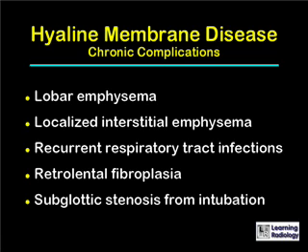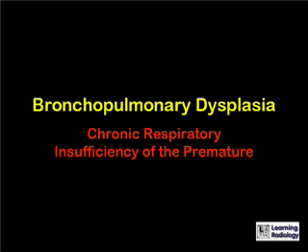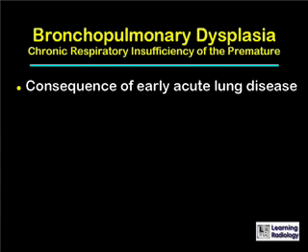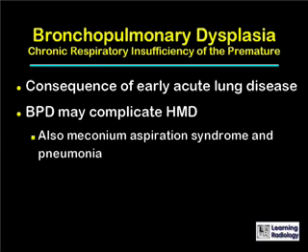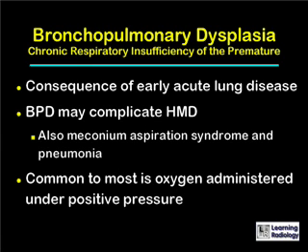stenosis from intubation. Bronchopulmonary dysplasia, chronic respiratory insufficiency of the premature. Bronchopulmonary dysplasia is a consequence of early acute lung disease. It can complicate hyaline membrane disease, but it can also be seen with meconium aspiration syndrome and neonatal pneumonia. Common to most of these is the administration of oxygen under positive pressure.